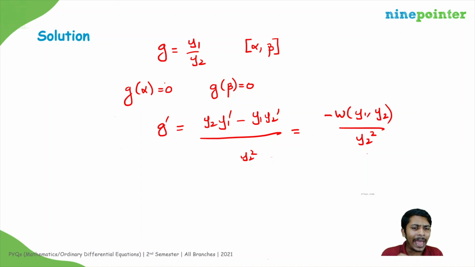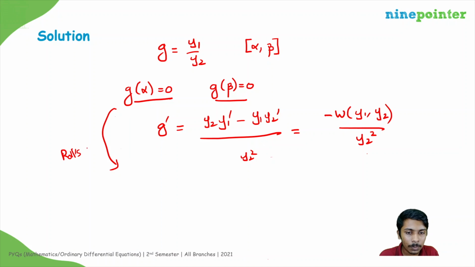Actually, we can apply Rolle's theorem on the function g, right? Because at the endpoints alpha and beta, it is equal to 0. So by Rolle's theorem, we can say that g prime will be equal to 0 at some point d. The derivative will be 0 at some point d belonging to alpha, beta.